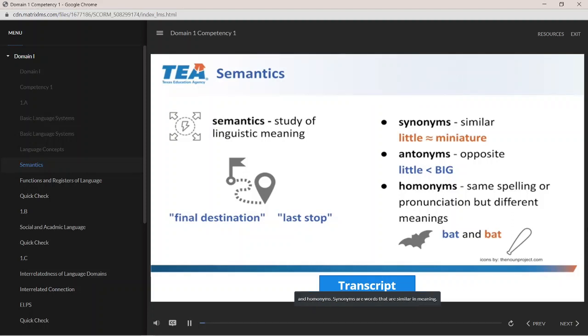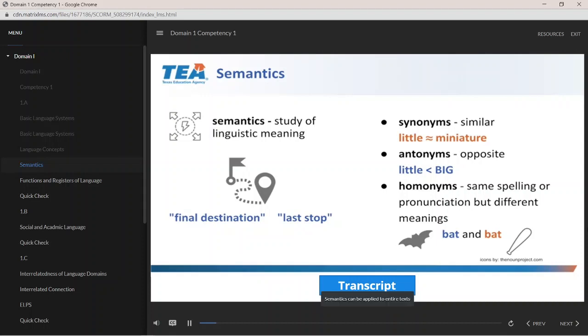Synonyms are words that are similar in meaning, as little and miniature are synonyms. Antonyms are words that are opposite in meaning, just as little is the opposite of big. Homonyms are words with the same spelling or pronunciation, but different meanings and origins. As in bat, like the animal, and the bat used in baseball.